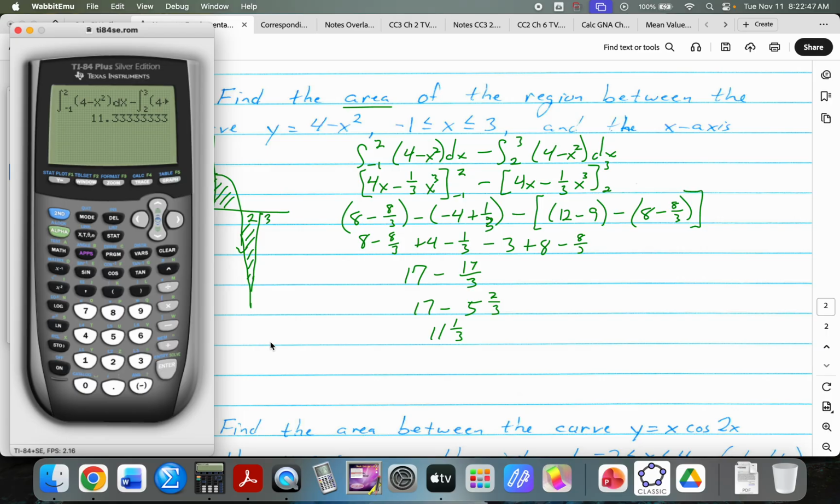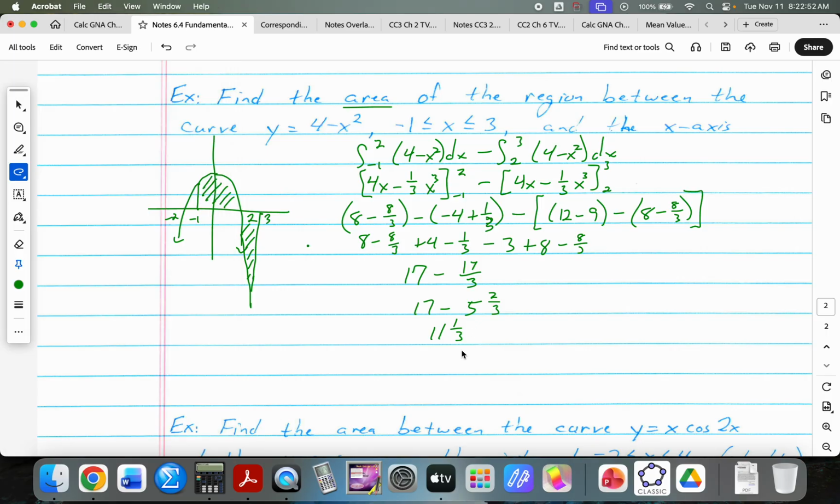If this were a calculator active problem, you could shorten this also by doing the integral from -2 to 3 of the absolute value of 4 minus x squared dx. That would flip all this part that's below the y-axis back up above the y-axis, and it's all positive now, and you don't have to worry about finding where it changes from positive to negative. And you can do that on your calculator also.